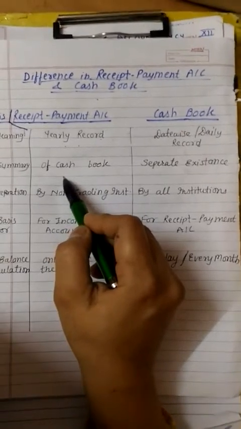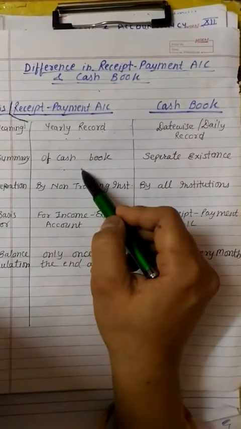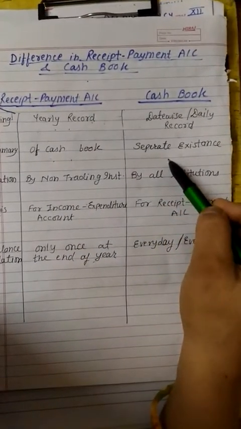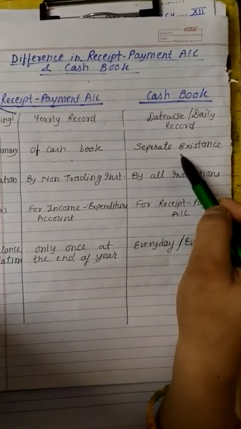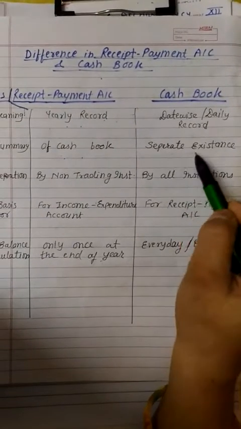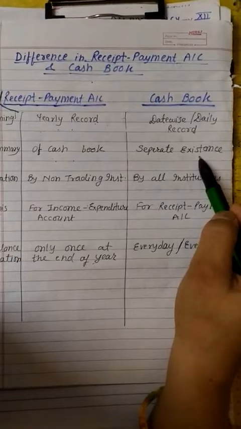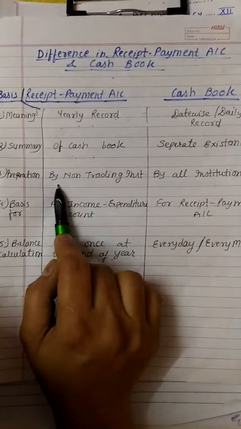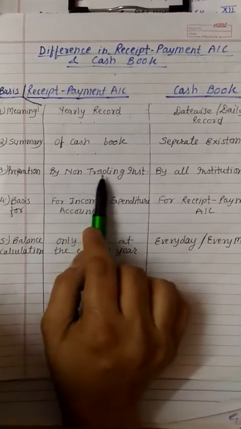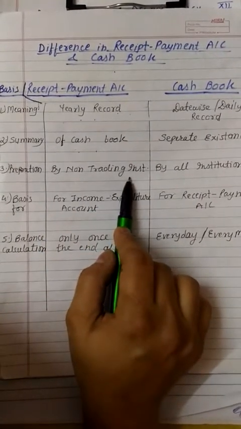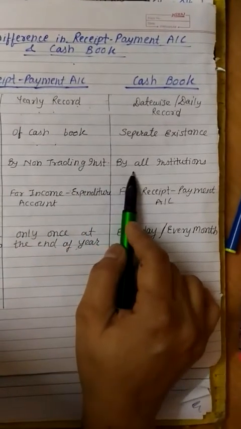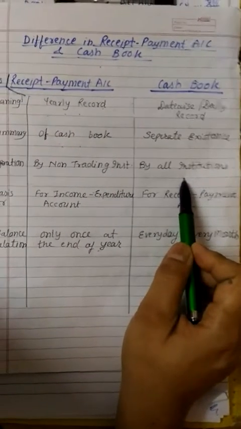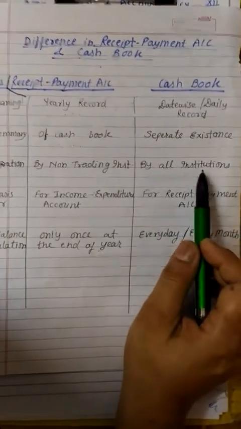Second is summary. The receipt and payment account is a summary of the cash book. It is the summarized form of the cash book, but the cash book is not a summary. It has a separate existence. The transactions are recorded in chronological order, or date-wise, in the cash book. Next one is preparation. The receipt and payment account is prepared only by non-trading institutions. But the cash book is prepared by all types of institutions, whether trading or non-trading, anyone.